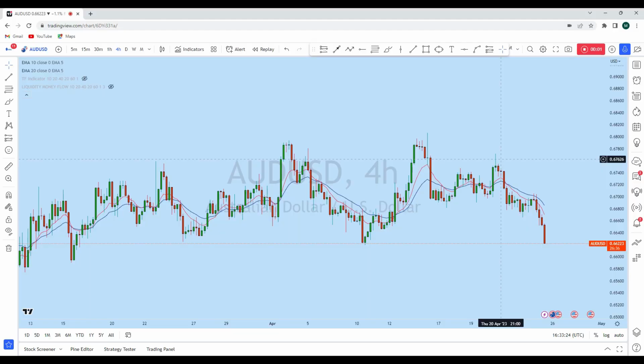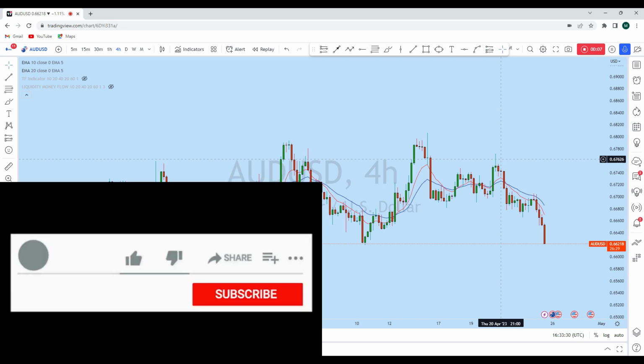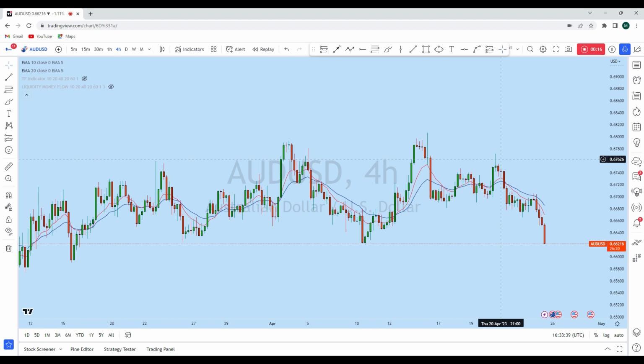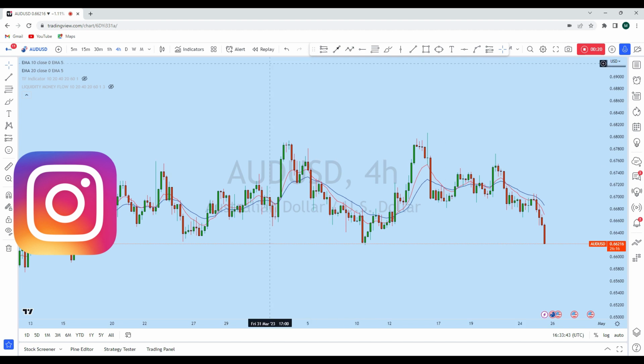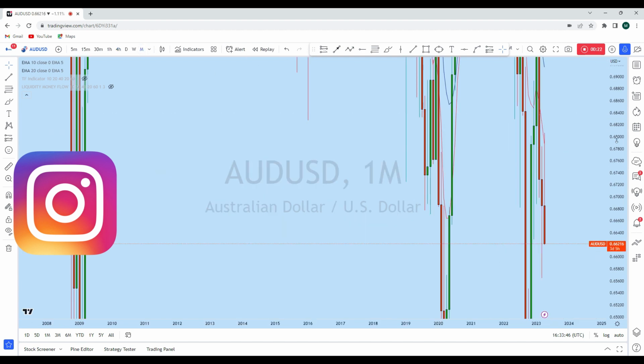Hello trader, I'm going to do a complete multi-time frame analysis on AUD USD. Let's see what kind of trading opportunity we currently have in this instrument. As you can see from the lower time frame perspective, AUD USD is showing a significant trading opportunity. Now before we discuss how we can trade, let's look at the bigger picture, looking at the monthly time frame.